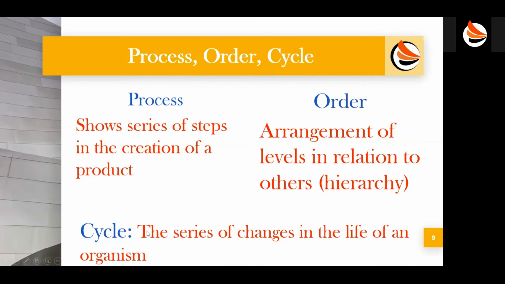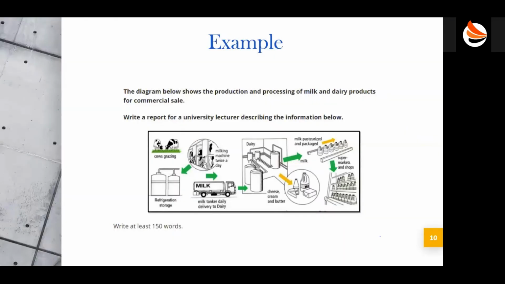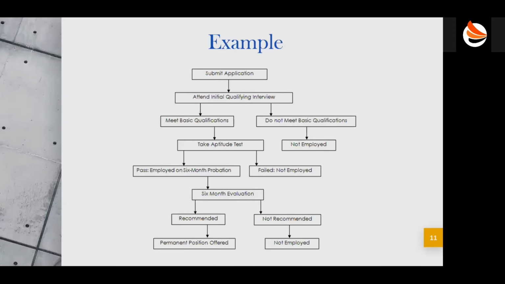Then we have cycle questions, and these mainly deal with living things. So you're looking at the changes that occur in the life of an organism. Let's move on to look at some examples of these three types that we've just looked at. So this is an example of a process question, and this deals with the production and processing of milk products for commercial sale. So it gives you arrows to tell you the next stages till the entire process is done.